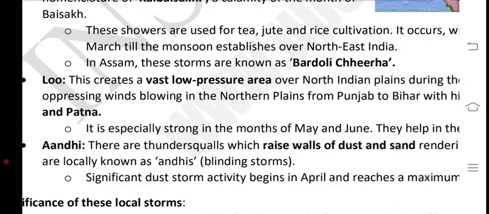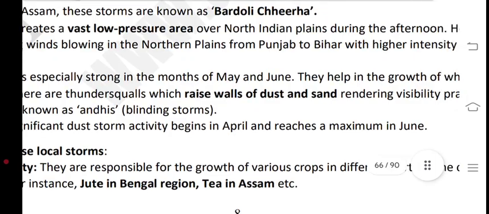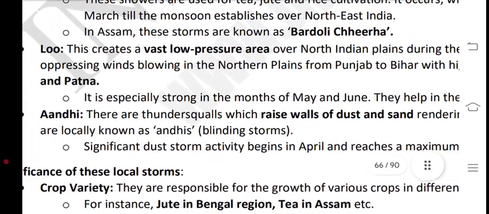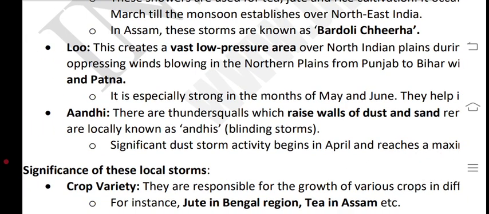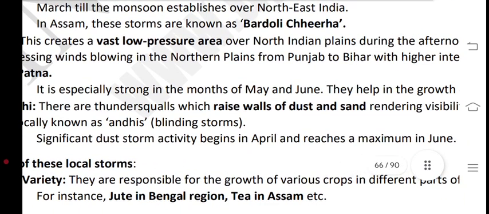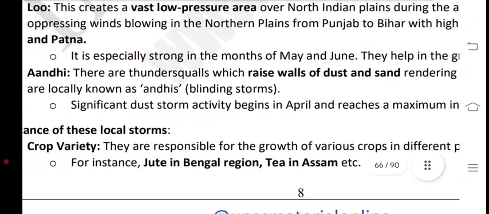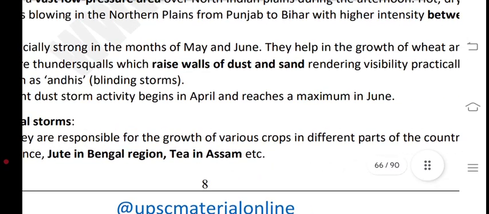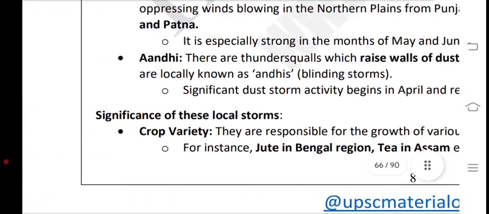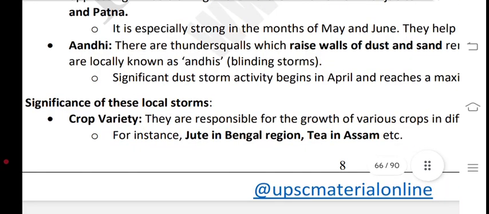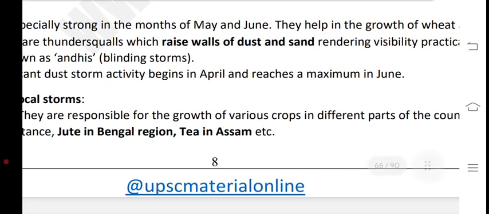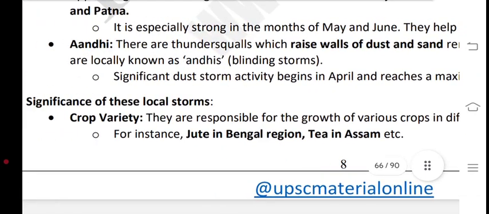Loo: these are created by west low pressure areas over the north Indian plains. During the afternoon, hot, dry and oppressive winds blow in the northern plains from Punjab to Bihar, with higher intensity between Delhi and Patna, and it is especially strong in the months of May and June. They help in the growth of wheat and maize. There are thunderstorms which raise a wall of dust and sand, rendering visibility practically nil.